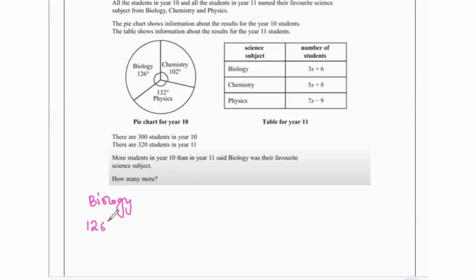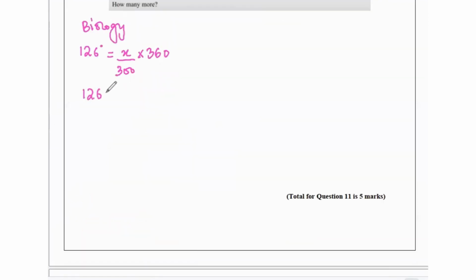is 126 degrees is x over 300 times 360. Normally, they give us the number of students for this subject and they ask us to find the angle to make the pie chart. But now, we're doing the reverse thing. They've given us the angle and we need to find the number of students for each subject. So that's going to be 126 times 300 divided by 360. And that's going to give us 105.